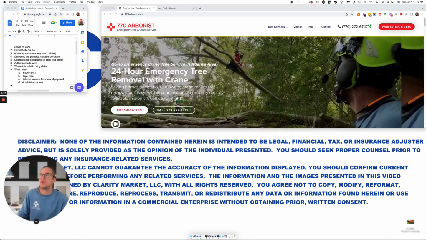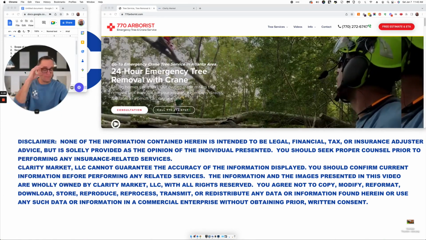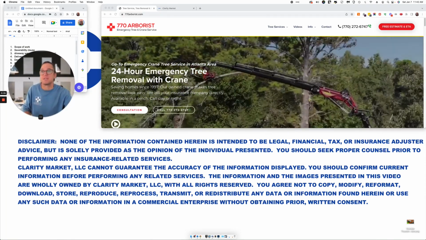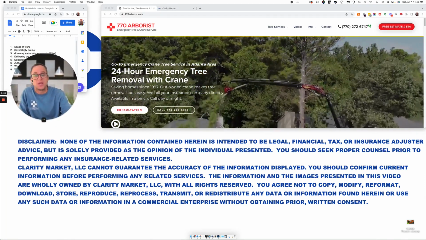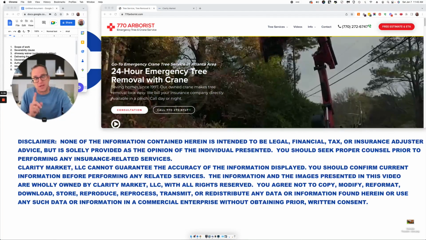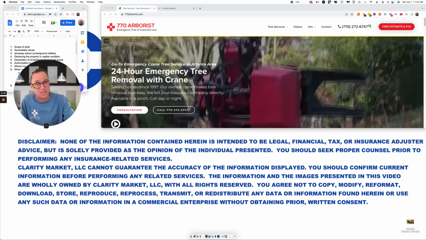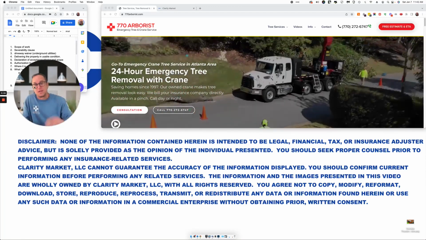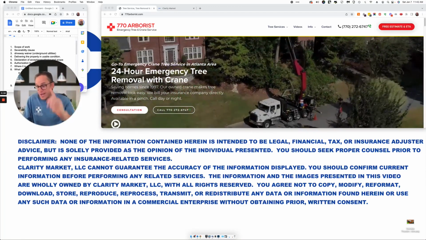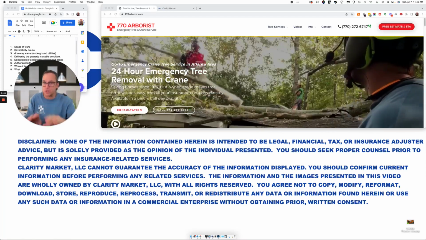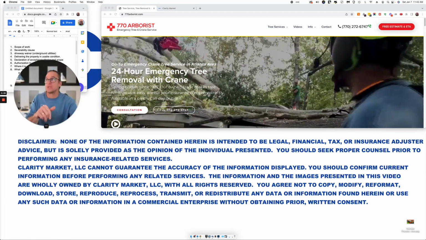Let me put it on pause and read the disclaimer. None of this is legal advice. Entertainment purposes only, just my opinion. Definitely not legal or insurance adjusting advice. And by the way, guys, I really mean that. That's not just hitting a legal checkbox. You need to get a lawyer to do your contract.